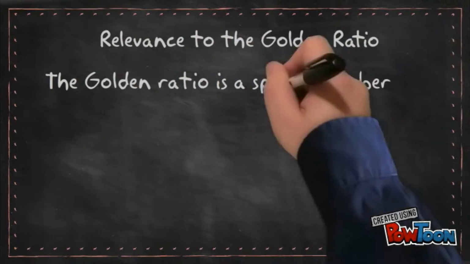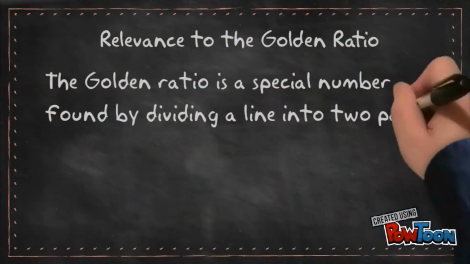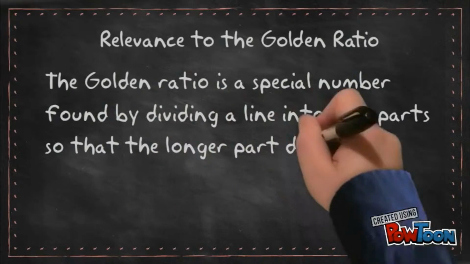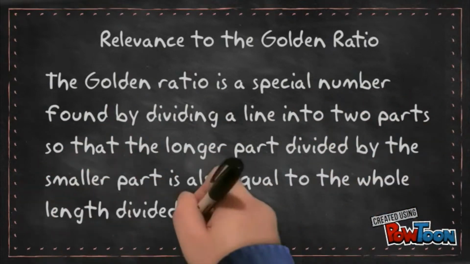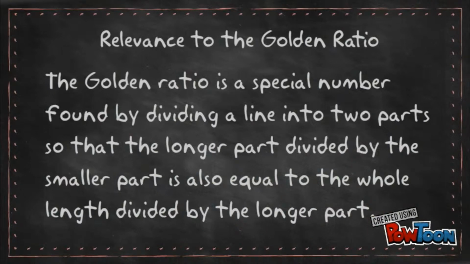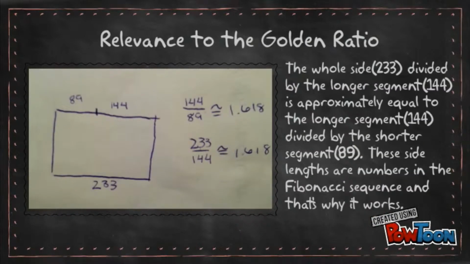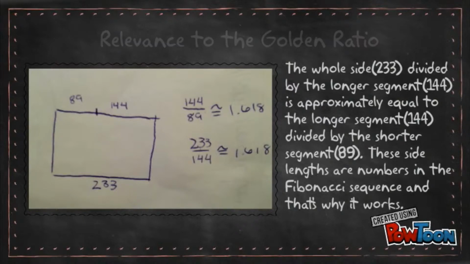The golden ratio is a special number found by dividing a line into two parts so that the longer part divided by the smaller part is also equal to the whole length divided by the longer part. The whole side divided by the longer segment is approximately equal to the longer segment divided by the shorter segment. These side lengths are numbers in the Fibonacci sequence, and that's why it works.